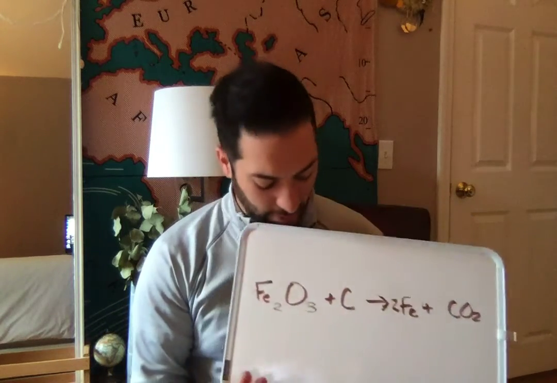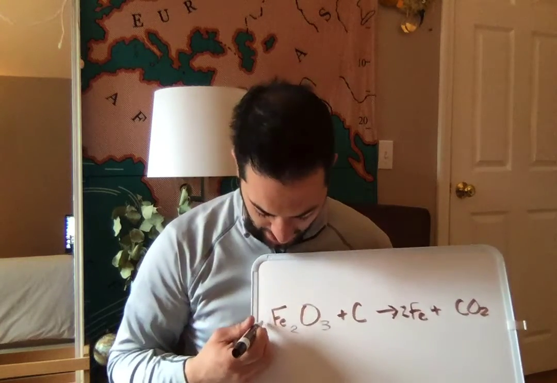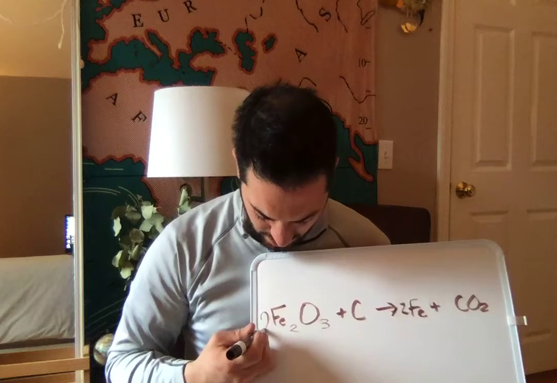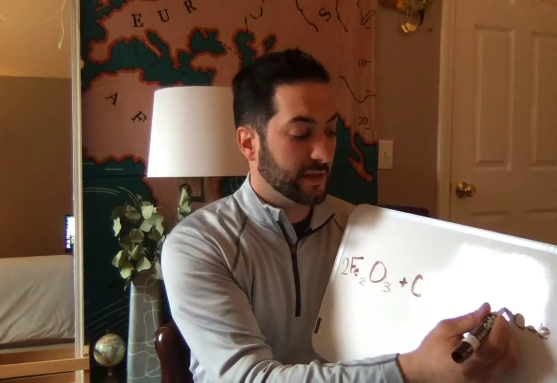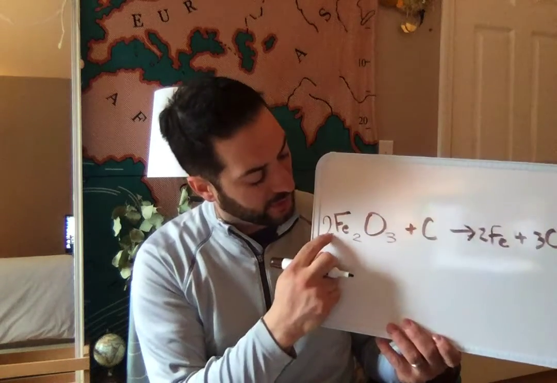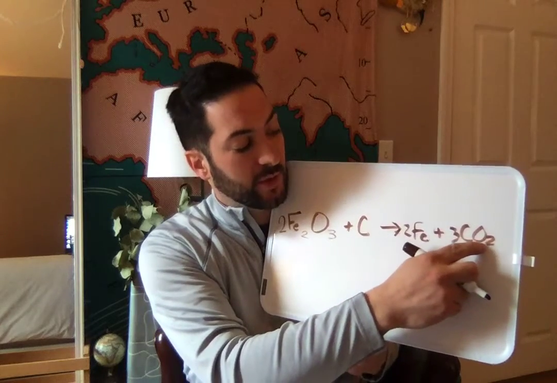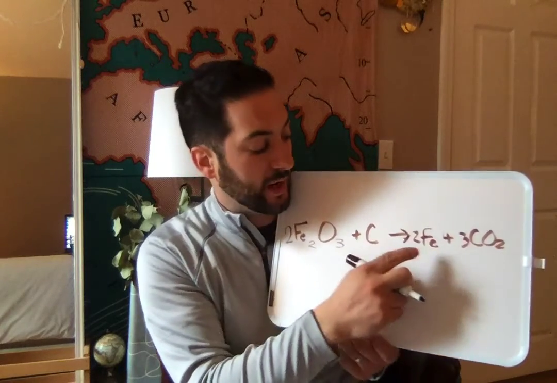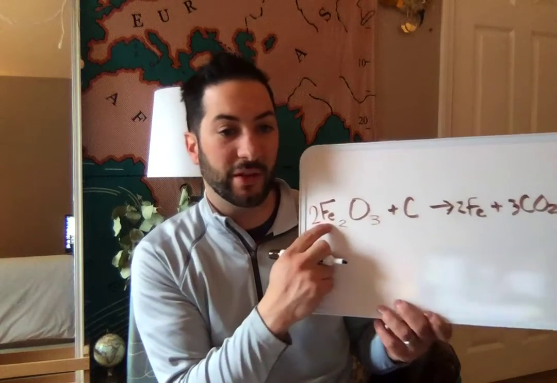Well, since this is O3 and this is O2, let me multiply this by 2. It's a 2 in front. And then we multiply this by 3. So now my O's have fixed themselves. I have 2 times 3 equals 6 O's. 3 times 2 equals 6 O's. But what did I do to my Fes? Oh no, now I have 2 times 2 equals, I have 4 Fes now.